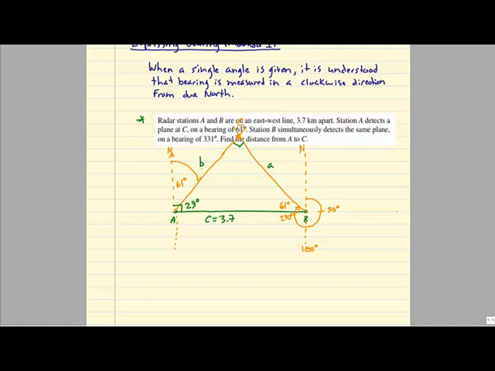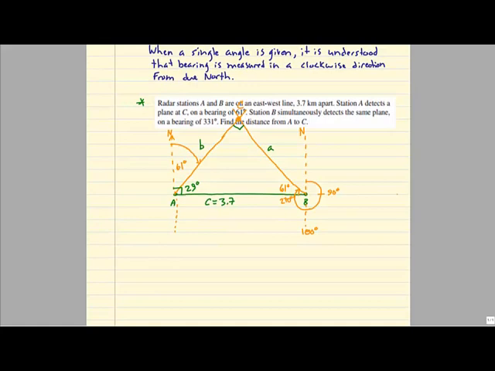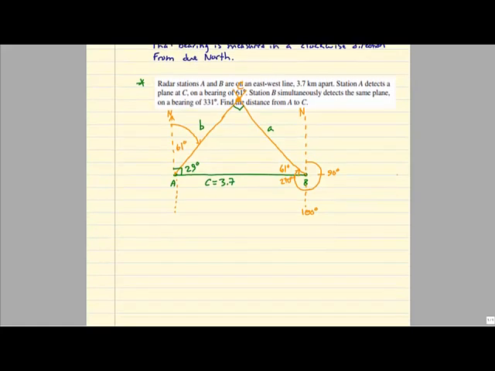I want to know B, so I could use cosine of 29 degrees is adjacent over hypotenuse, or I could use sine of 61 is opposite over hypotenuse. I should get the same answer either way. So let's go ahead and set this up. Let's do the sine. Sine of 61 degrees is opposite, and this is hypotenuse.